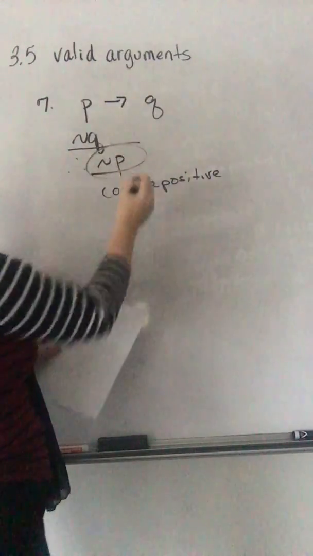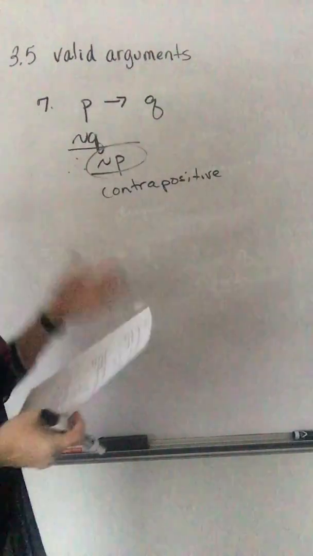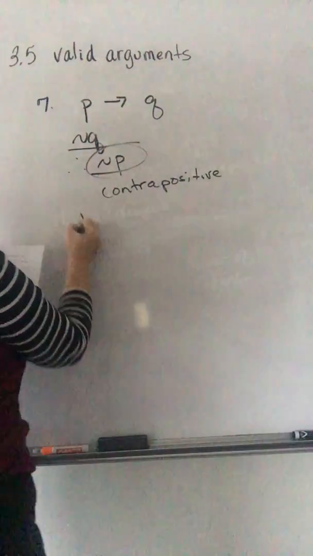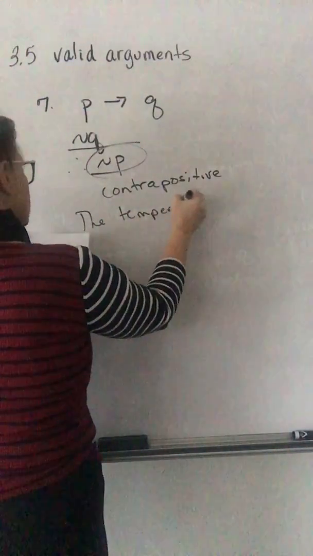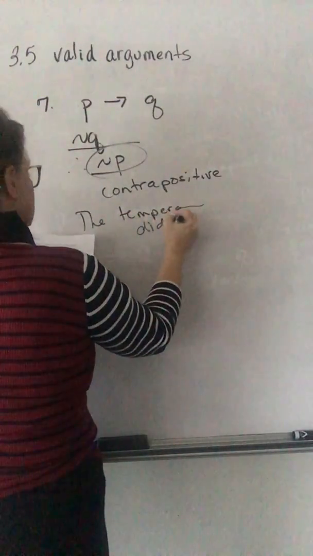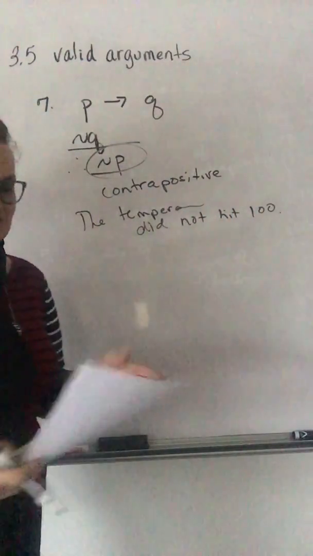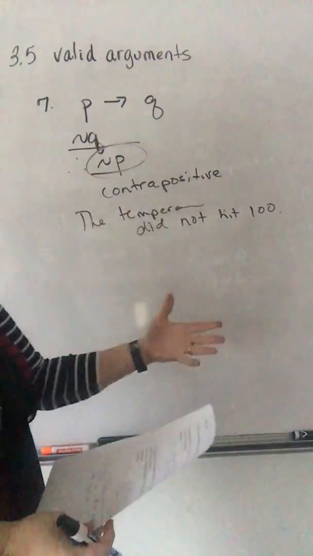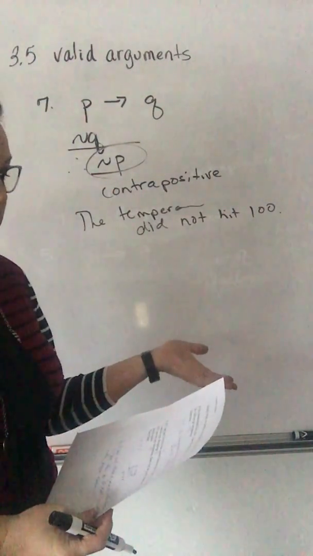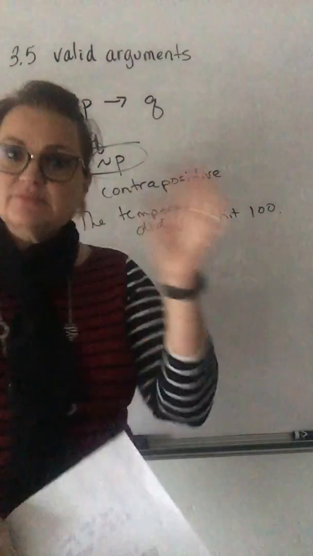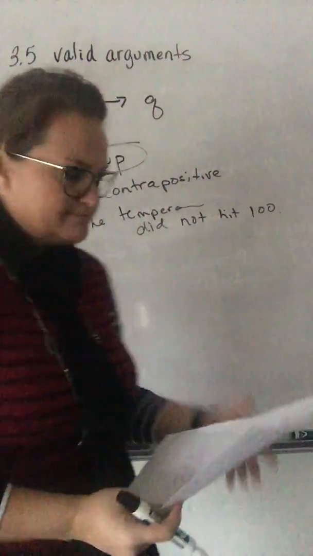So our logical conclusion is not P, but in words it would be, well, the temperature must not have hit 100. So you write out the temperature did not hit 100 degrees. If you think about it, that sort of seems like a logical thing. If you said to someone, if the temperature hits 100, then we will go swimming. So if you didn't go swimming, the temperature must not have hit 100, right? So that seems logical to conclude.